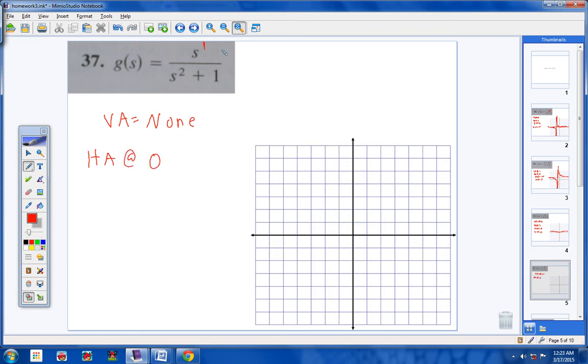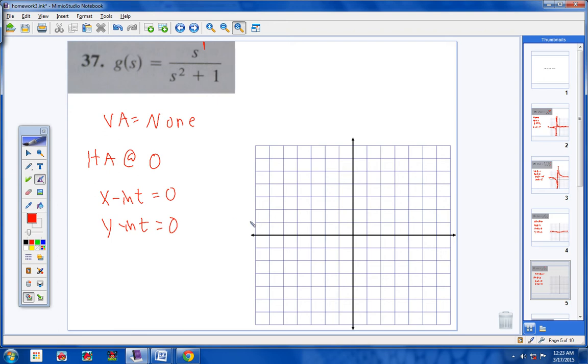Okay? Because the degree up top is smaller than the degree in the denominator, so you have a horizontal asymptote of 0. Now, the x-intercept is going to be 0. And the y-intercept will be the same thing. The x-intercept was 0 because we took the numerator and set it equal to 0. The y-intercept is 0 because everywhere there's an x, I put a 0 or an s. So you get 0 over 1, which is 0. So again, not a lot of information to go on, okay?